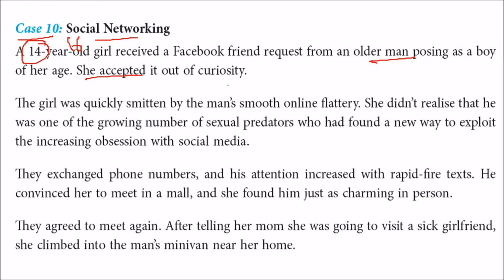So the girl was quickly smitten by the man's smooth online flattery. He was a smart man, so she didn't realize that he was one of the growing number of sexual predators who have found a new way to exploit the increasing obsession with social media. They exchanged phone numbers, and his attention increased with rapid-fire texts. He convinced her to meet at a mall, and she found him just as charming in person.